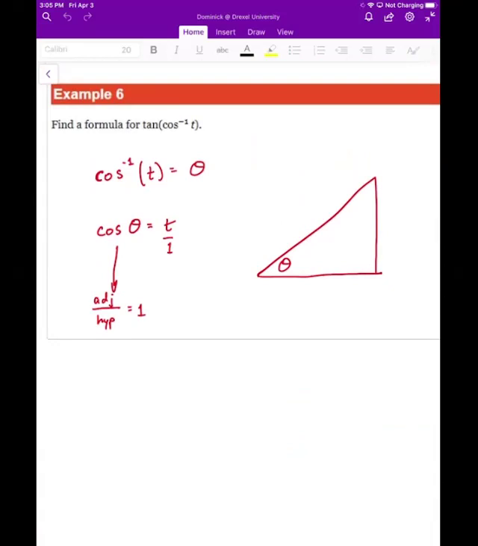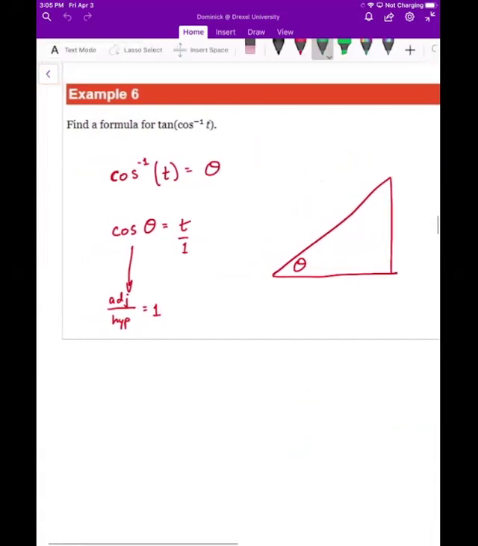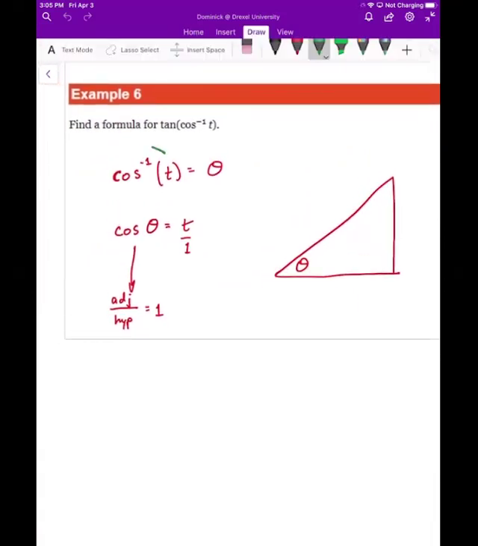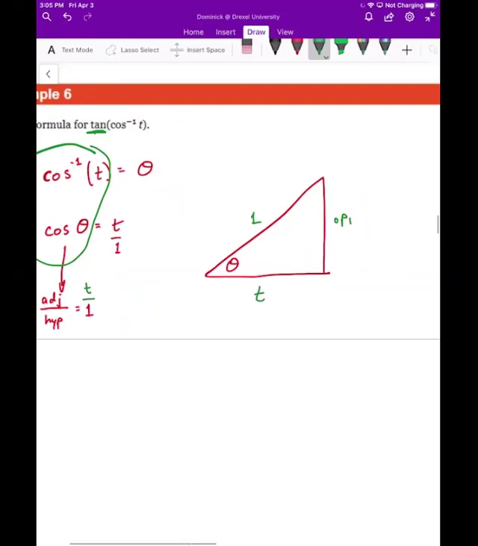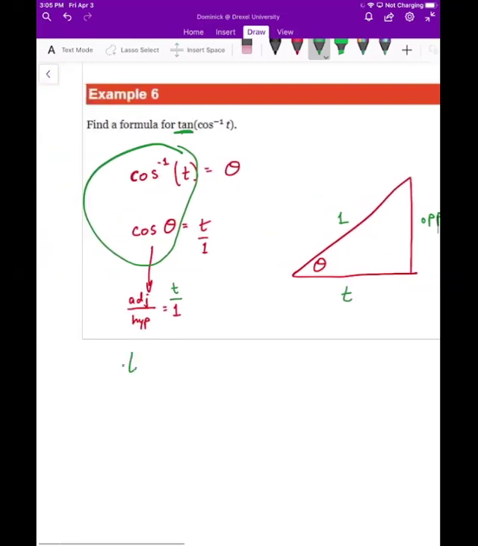So again, just to bring you back to where we were, we were saying that my cosine, which is my adjacent over hypotenuse, is t over 1. So that means that my adjacent side is t, and my hypotenuse is 1. Now again, if we're after tangent, I'm going to need the opposite, because I eventually want the tangent of this angle, which is opposite over adjacent.